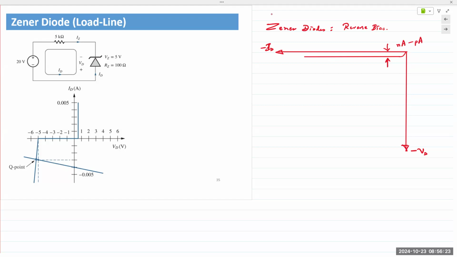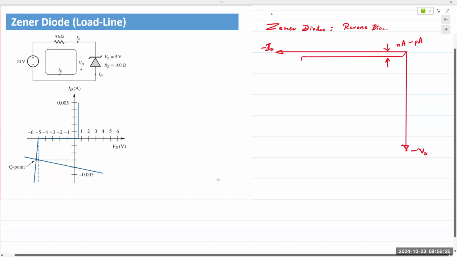And then it reaches the breakdown, which would be somewhere here, depending on the design of the Zener. Right here. And from that point on, it's a near flat line. So once it reaches the breakdown, it's a near flat line. It's the breakdown voltage known as the Zener voltage.